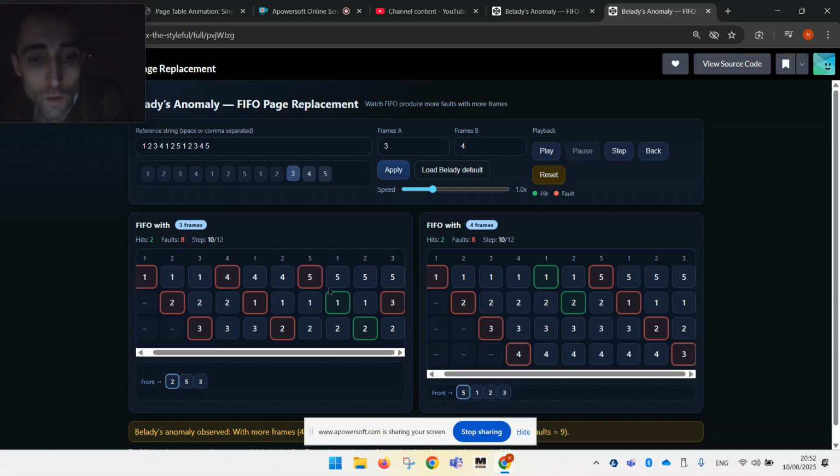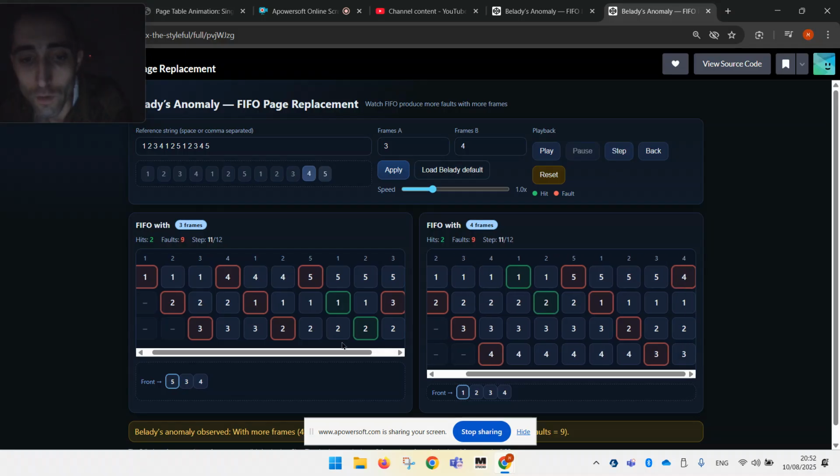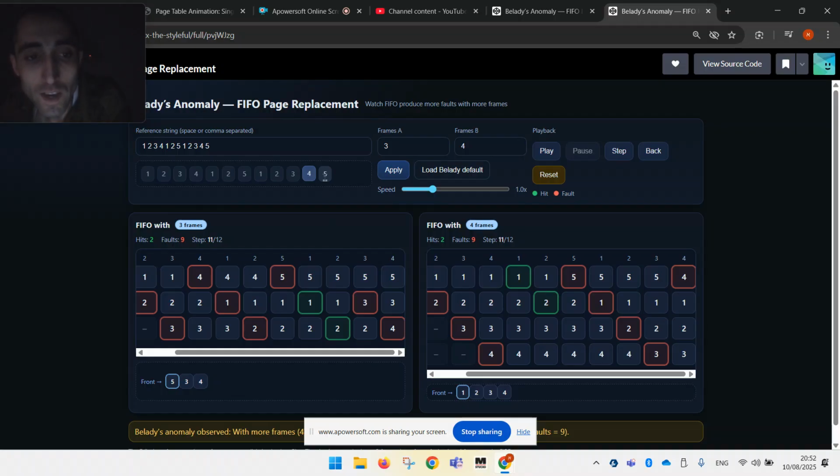4 is a fault over here, and 4 we just got out, so it will be again a fault. So again, we get a fault in both of them. The next one is 5. Now, 5 just got out right over here, so again it will be a fault. 5 is not out here. We took out 3 instead of 1. We took out 4 instead of 2, but 5 is still inside. So it won't be a fault here. But here we just got 5 out, so it will be a fault here. So we get 10 faults here and 9 faults here.